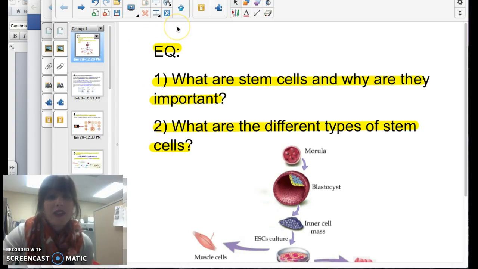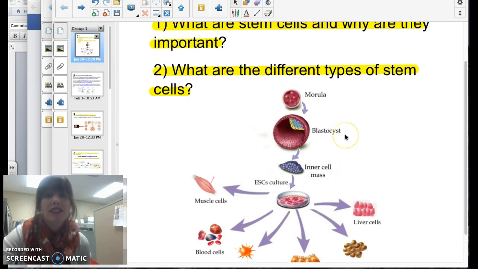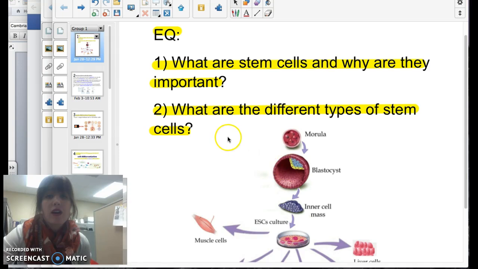All right, good evening. So tonight's essential questions are, what are stem cells and why are they important? And what are the different types of stem cells? If you might remember from earlier today, I mentioned that stem cells have the potential to cure a lot of diseases. So we'll understand what they are and all the different types of stem cells.